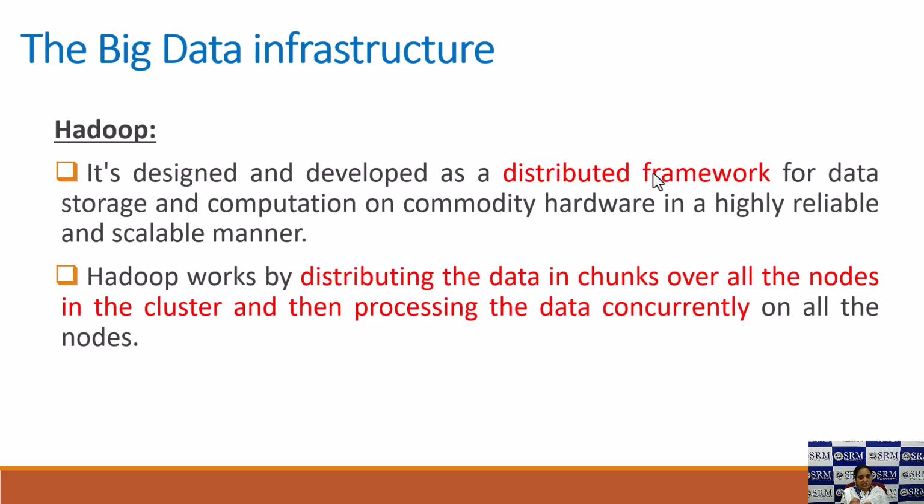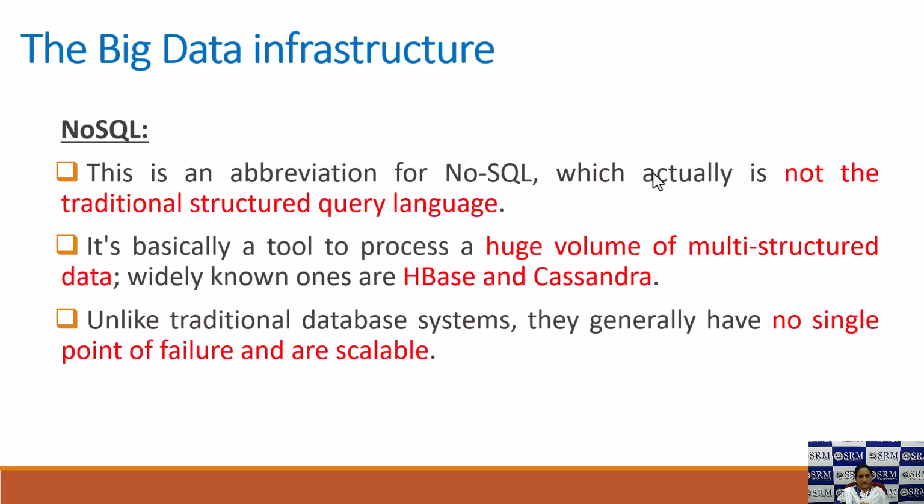Hadoop means it is a distributed framework for data storage. So the word you have to associate with Hadoop is distributed framework for data storage and computation. Hadoop works by distributing the data in chunks over all the nodes in the cluster and then processing the data concurrently on all the nodes.